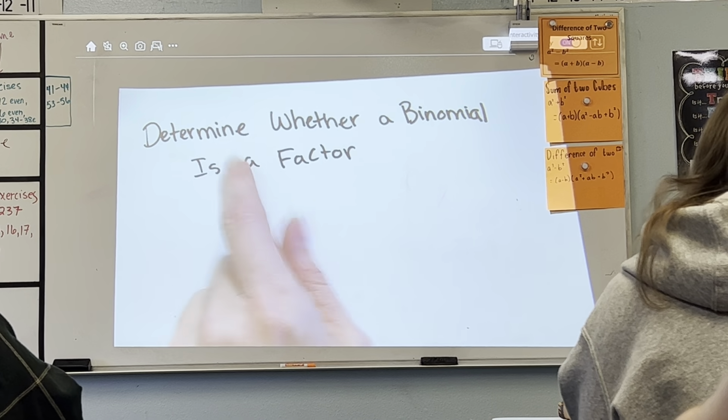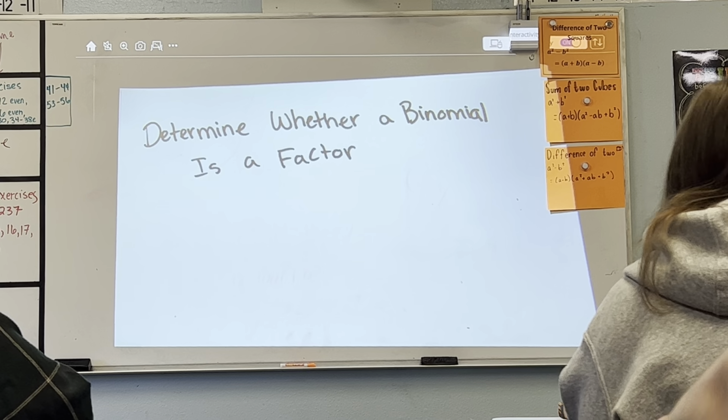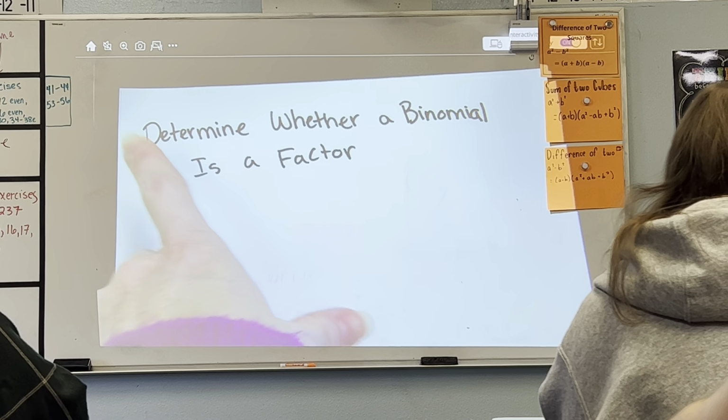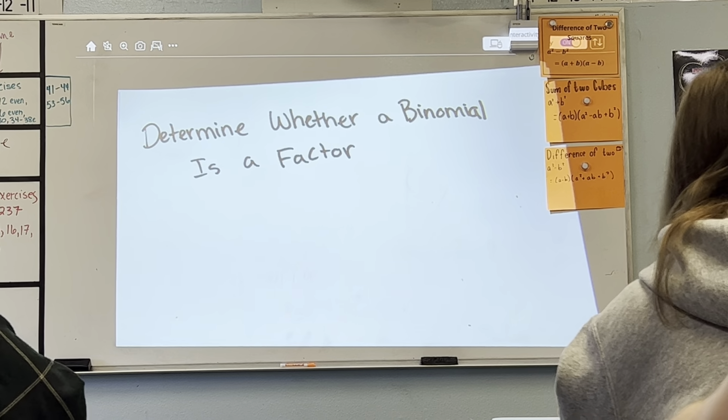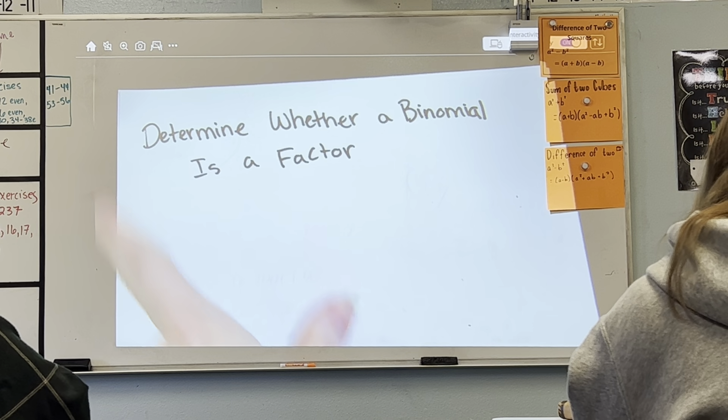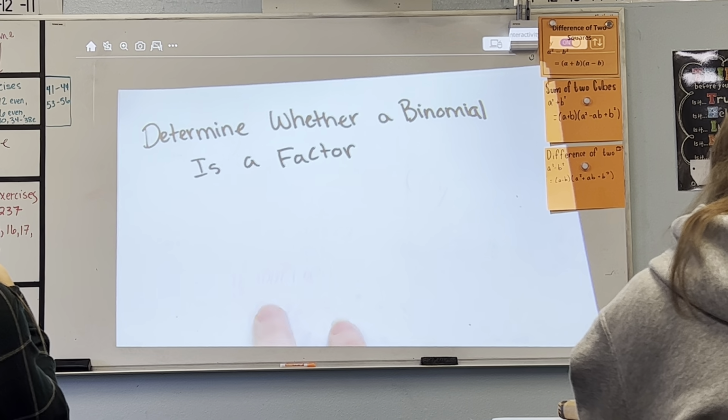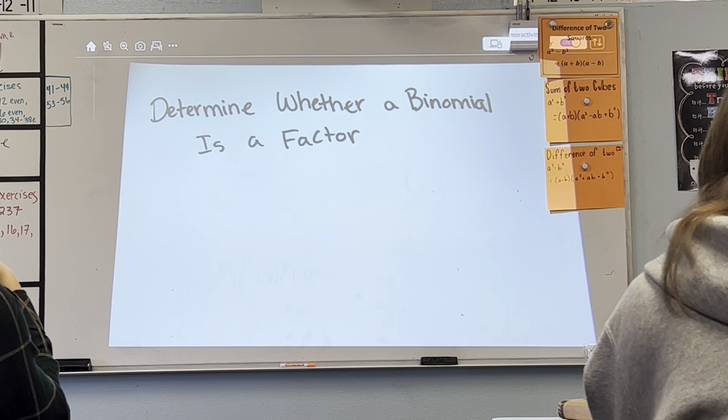Okay, so this title right here, you're looking at your homework or on the review. This is one of our topics, okay? So if it says determine whether the binomial is a factor, this is the section of your notes you need to go to see how to do that, okay?